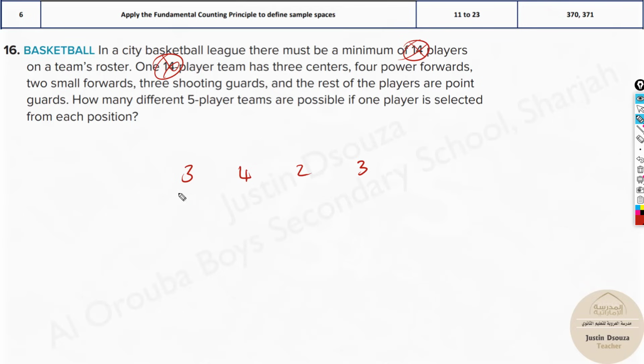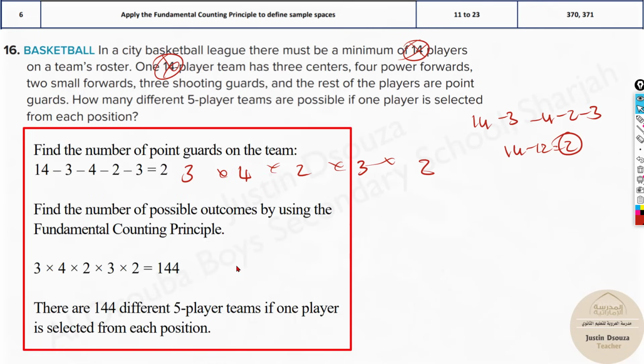Now, here they have not told all the numbers. So, this is out of 14, we know 3 minus 4 minus 2 minus 3. So we have 7, 10, 12. 14 minus 12 would be 2. So there are 2 people remaining, right? Rest of the players, they are the point guards. So you have to just multiply all these numbers. And this 2 is found out by subtracting the given numbers from the total number of players, that's 14. So this is how we do it. And just by multiplying that, you will get the answer.